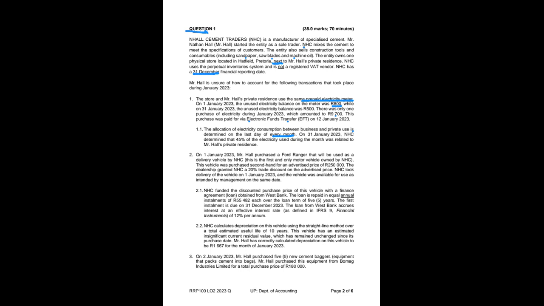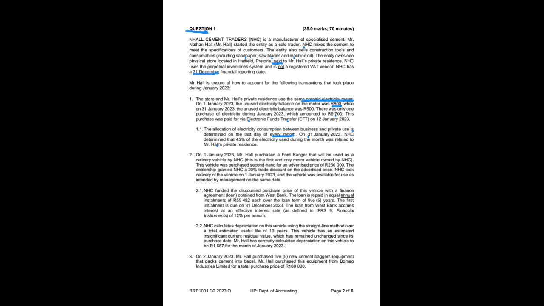So the dating of your journal entry here is going to be really important. We must date it as the 31st of January. Okay, so the dating is super important. So it says on the 31st of January, NHC determined that 45% of the electricity used during the month related to Mr. Hall's private residence.